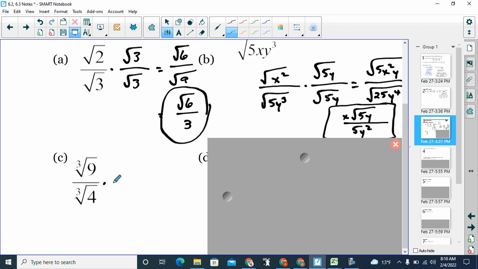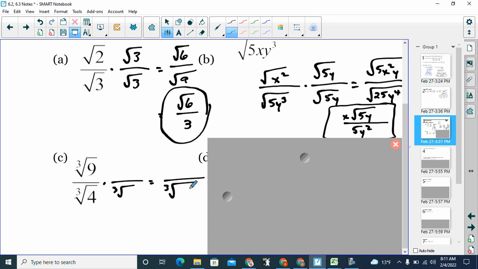I want to multiply by something here so that it comes out even. With square roots, usually you can multiply it by itself. 3 times 3 is 9, so square root of 9 comes out even. 5 times 5 is 25, square root of 25 comes out even. 4 times 4 is 16. 16 is not a perfect cube.